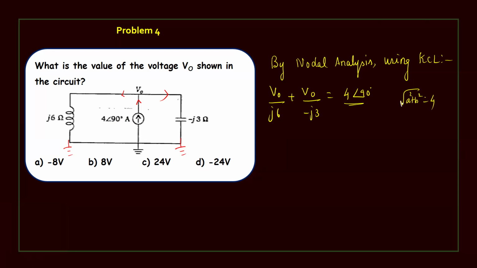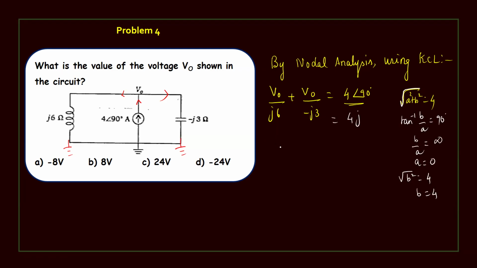The square root of A square plus B square equals 4, and tan inverse B by A equals 90 degrees. Therefore B by A equals tan 90, which is infinity. Anything by 0 is infinity, so we conclude A equals 0. The real part is 0 and only the imaginary part is there. So root of B square equals 4, that means B equals 4. Only the imaginary part, so the total value we can write as 4J.